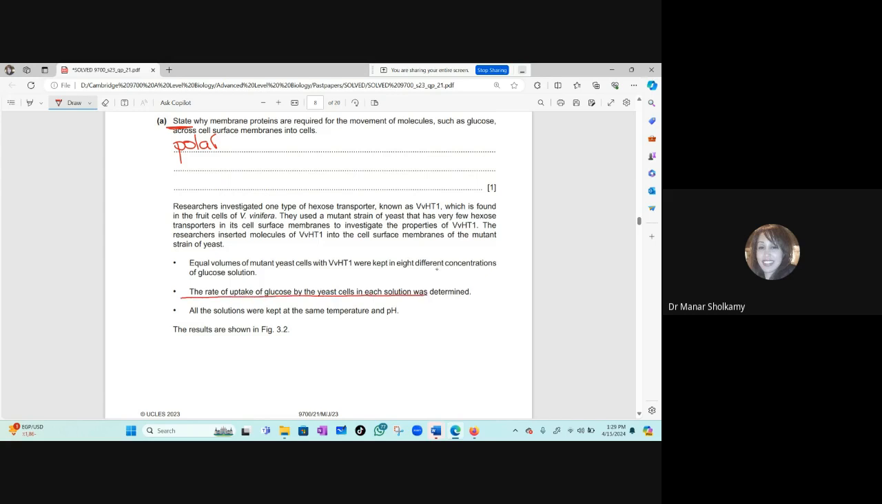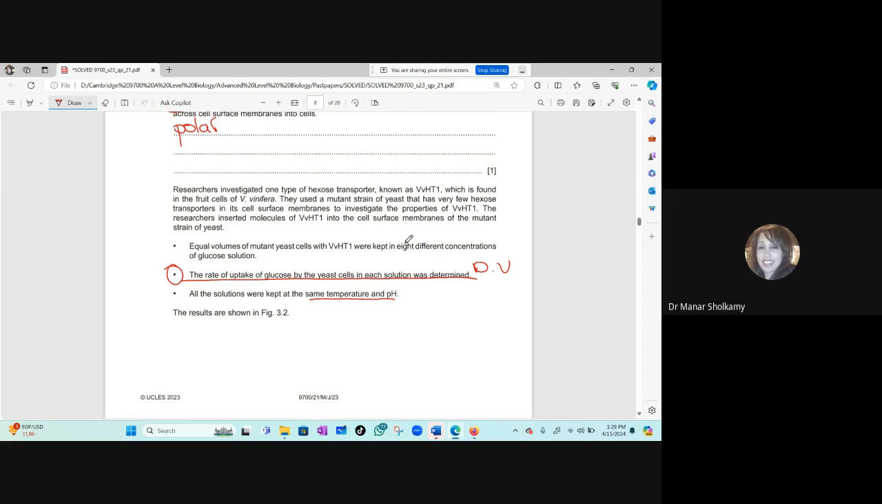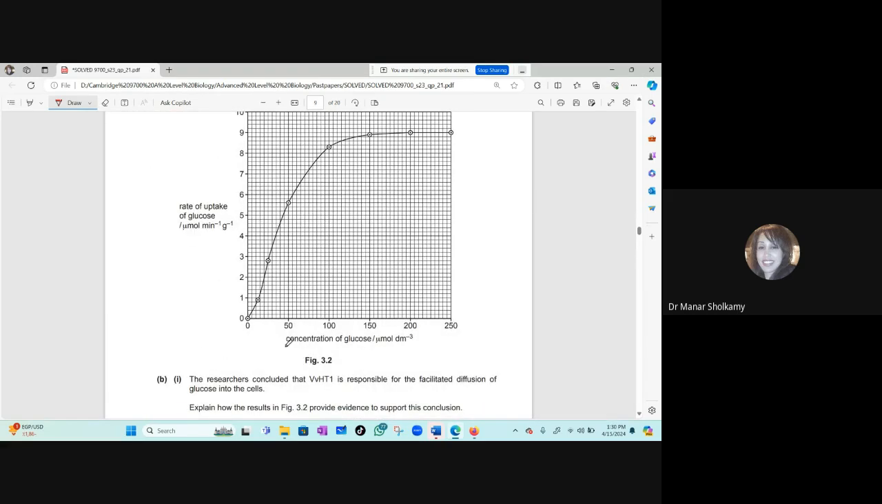If I am you, I will underline this. So this is the dependent variable, what they are measuring. They inserted a membrane protein in yeast, and then what did they measure? The rate of glucose uptake by this yeast. All the solutions were kept at the same temperature and pH. So these are the constant factors. So the concentration of glucose is increasing on the x-axis, and as the concentration of glucose is increasing, they were measuring the rate of uptake.